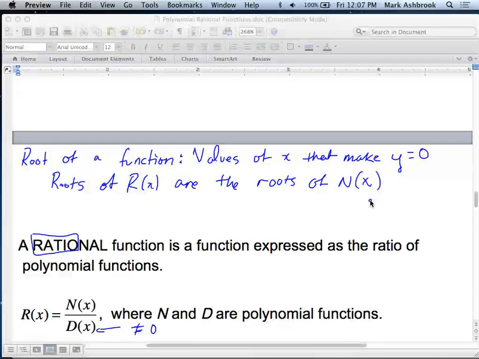But the zeros of d are important, for another reason. They're where the function is undefined.